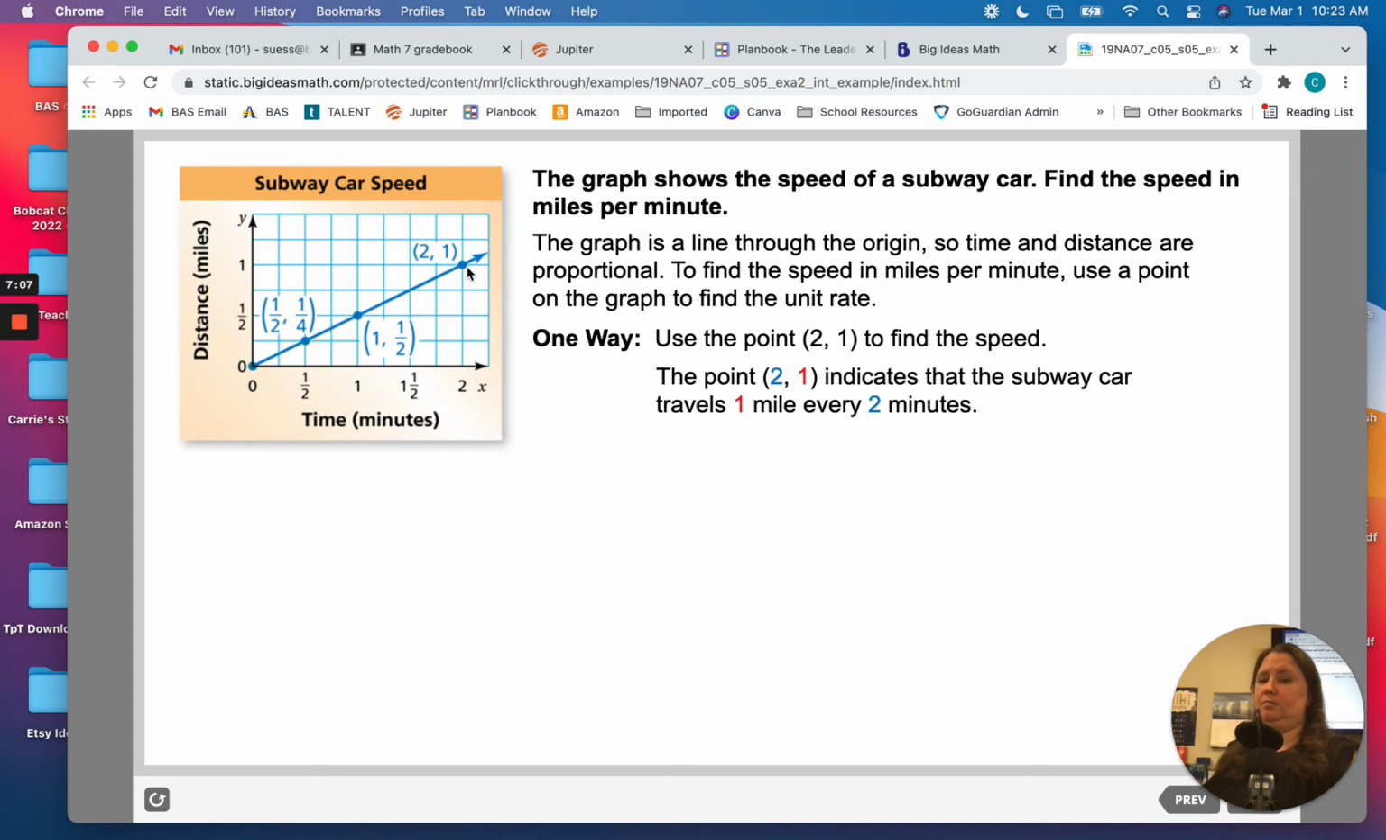Pretty slow. It's a train. 1 mile every 2 minutes. This is pretty quick. Never mind. Instead, I was thinking of an airplane. Yeah, okay, that would be slow.